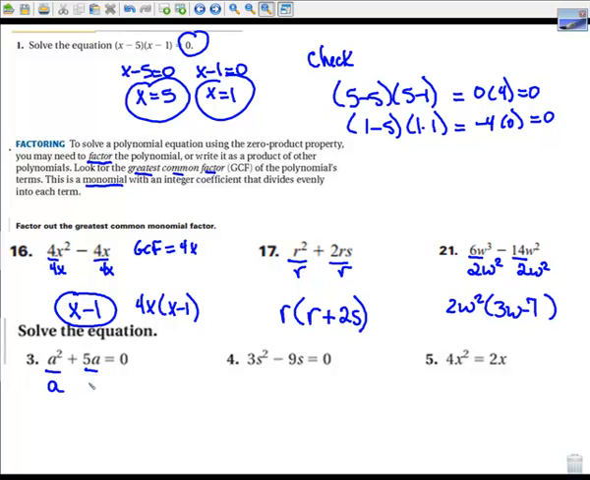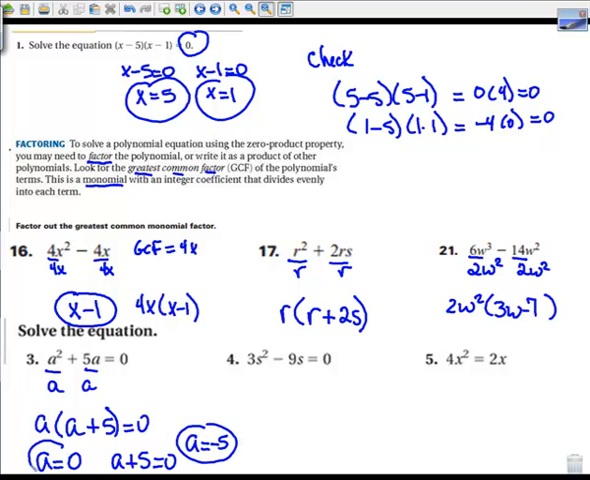They both share an a. So I'll factor out the a, and a squared divided by a is a, plus 5a divided by a is 5, equals 0. Now I set each factor to 0. So my first factor was the greatest common factor, so a equals 0, and I'm done. Nothing else I can do with this one. And then I have a plus 5 equals 0. So when I solve this, a equals negative 5. So these are my two solutions.